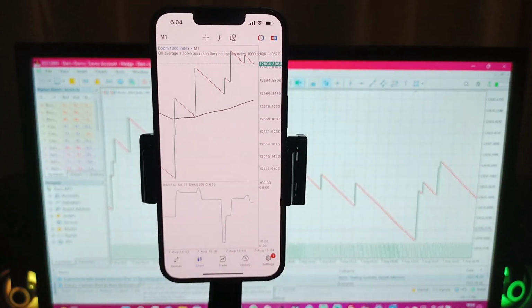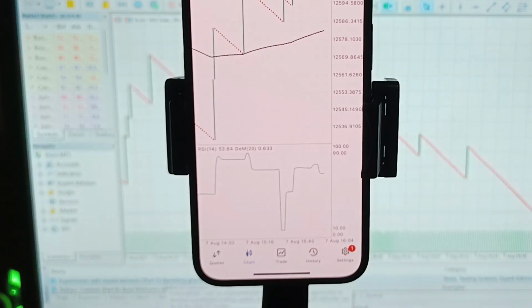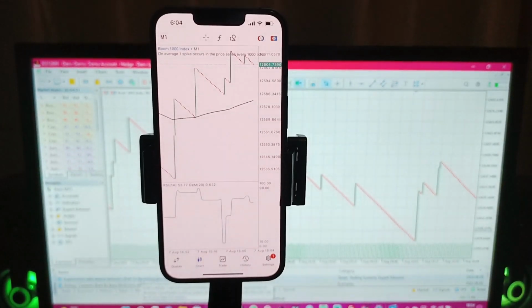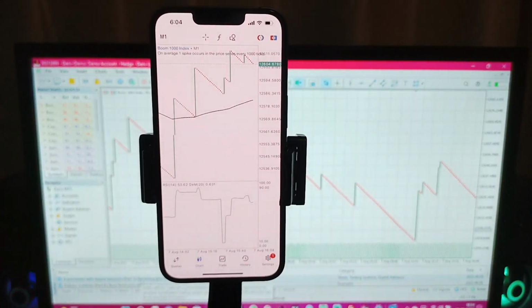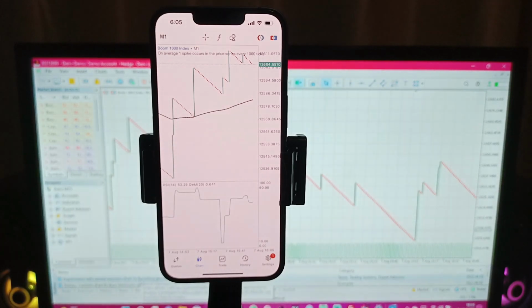How can you use this strategy? This strategy works best on the 1 minute time frame. The first thing you need to do is set your right zoom level. First of all, zoom out completely, then zoom in 3 times.